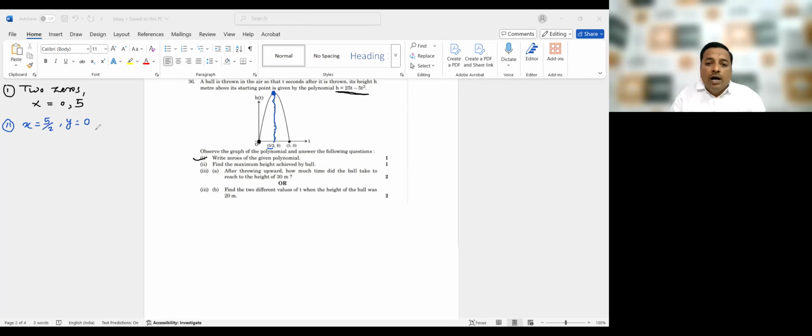Next part: after throwing upward, how much time did the ball take to reach the height of 30 meters? We have the formula h = 25t - t². So how many meters did it go? 30 meters. That is the height. 30 = 25t - t². Shift this value to that side, so t² becomes plus, 25t becomes minus, and 30 was already plus.